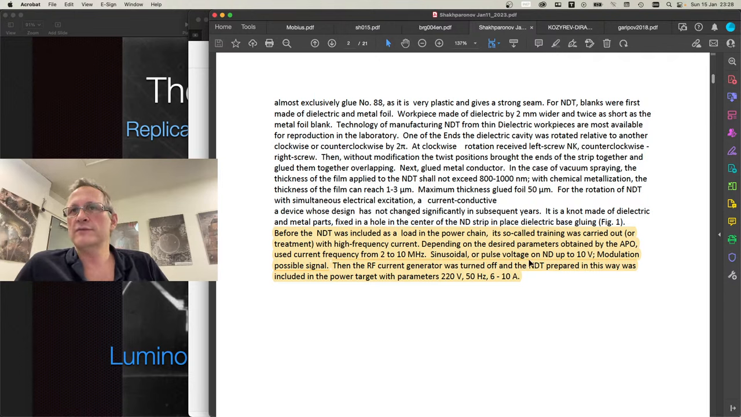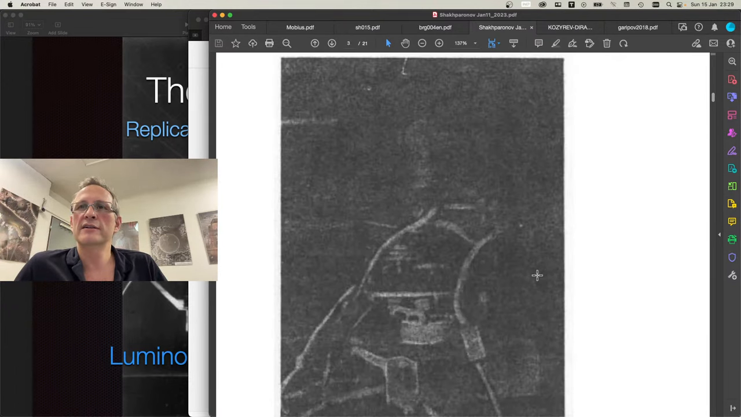Sinusoidal or pulse voltage on the NDT up to 10 volts, modulation of the possible signal. Then the RF current generator was turned off, and the NDT that was prepared in this way was included in the power circuit with parameters 220 volts, 50 hertz, 6 to 10 amps. So they first treated it with sinusoidal or pulse voltages up to 10 volts, but with a frequency from 2 to 10 megahertz. And then after that, once it was treated for a period of time, they then had this power pulse on there to create the actual effect.